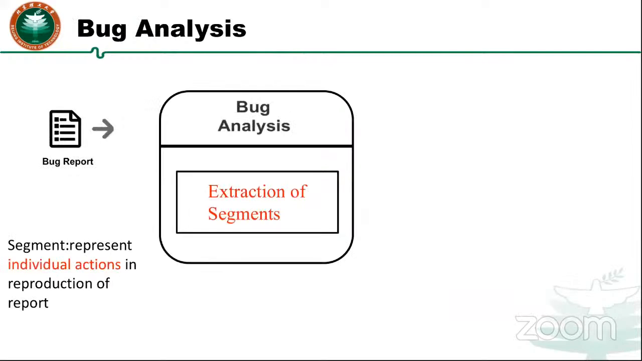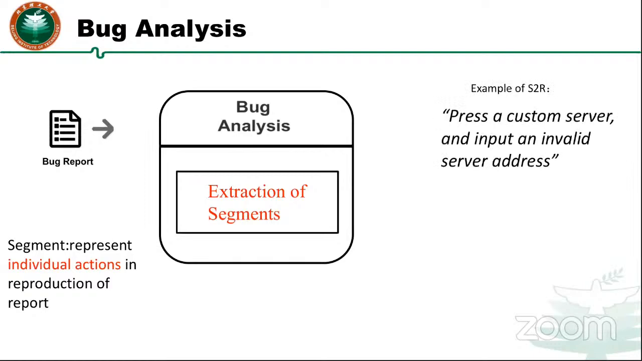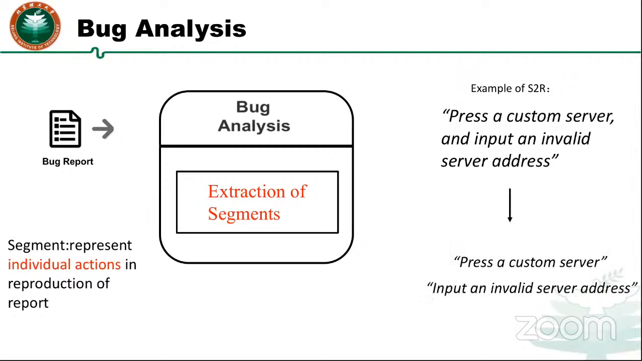Bug analysis is to decompose a bug report into segments. For example, in this sentence, "press a customer server and input an invalid server address" should be decomposed into two segments: "press a customer server" and "input an invalid server address". A segment represents an individual action in a bug report.